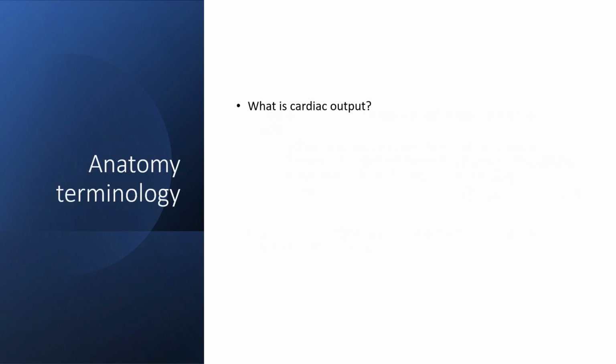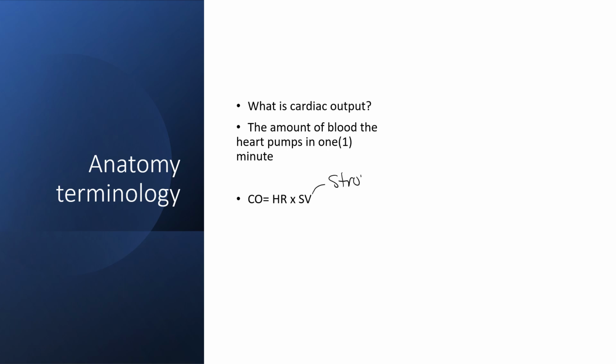So let's take a look at the definition of cardiac output. How can it best be defined? It's the amount of blood that the heart ejects every minute. So that volume of blood that is being ejected from the ventricles every minute. And there is a formula that is used to calculate cardiac output: heart rate multiplied by stroke volume. In our next slide, we are going to define stroke volume.